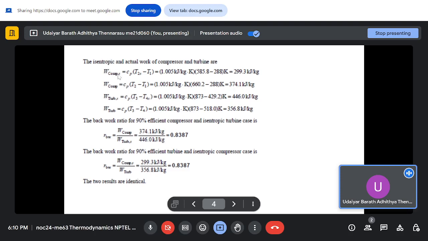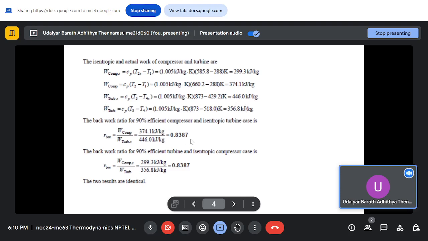So the compressor work when it's an isentropic process, you will find, is 299.3 kilojoule per kg, and the actual compressor work, for 80% isentropic efficiency, is 374.1 kilojoule per kg. Similarly, turbine work is Cp delta T, and using the same T3 and T4s, we get the isentropic turbine work as 446 kilojoule per kg, and the actual turbine work is 356.8 kilojoule per kg.